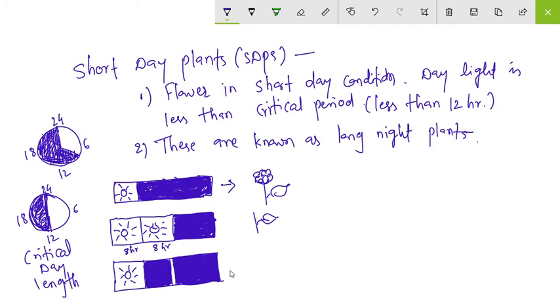So this night period gets disturbed by a single flash of light. In that condition also, the plant remains vegetative. This is the leaf.